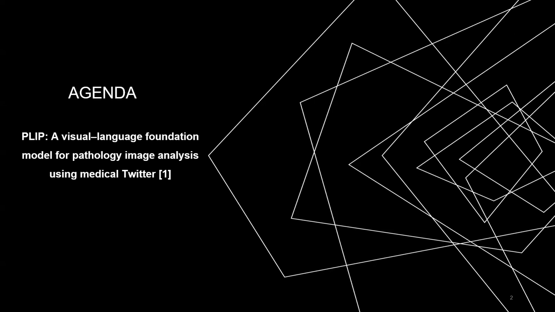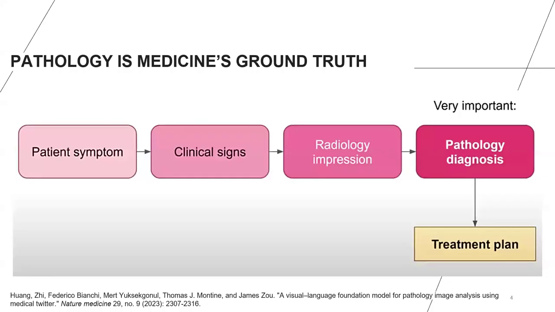So let's see the major contribution of the authors and how this paper is very effective in the domain of medical diagnosis. The title of the paper is Visual Language Foundation Model for Pathology Image Analysis using Medical Twitter. So if we see, pathology is medicine's ground truth. And how can I say that?